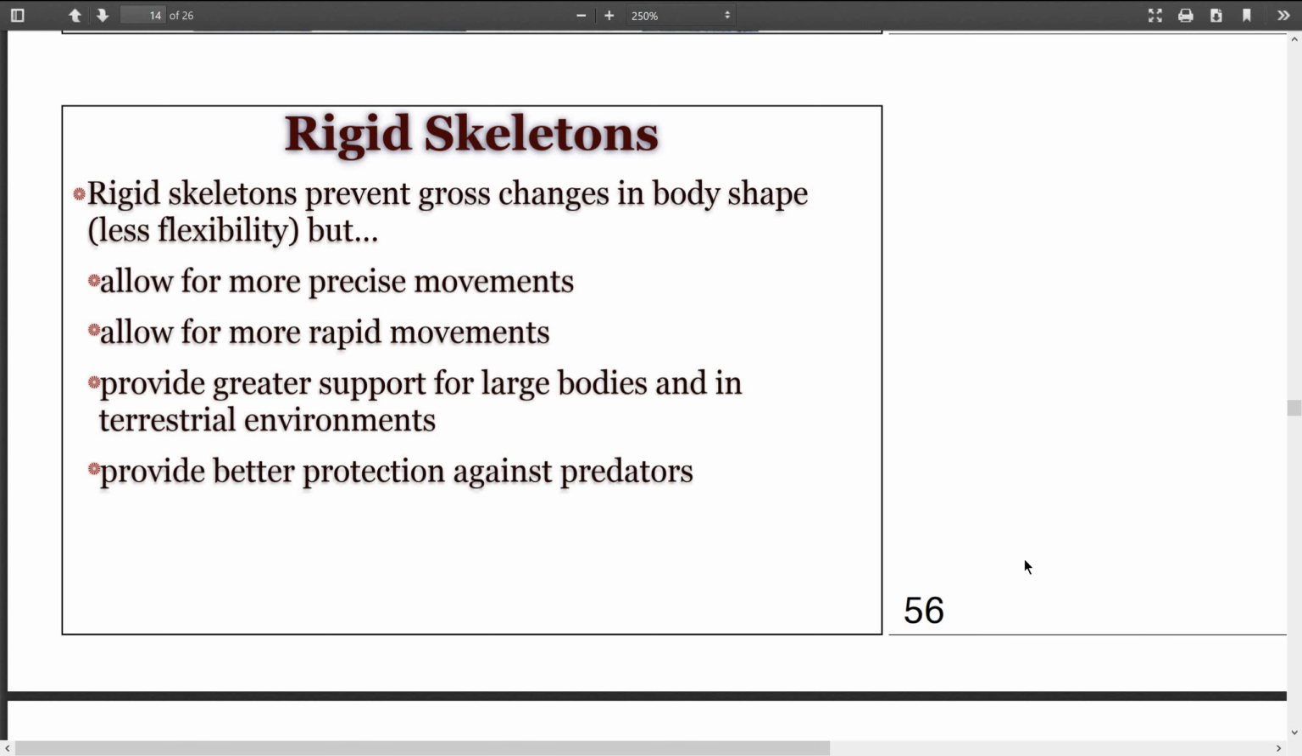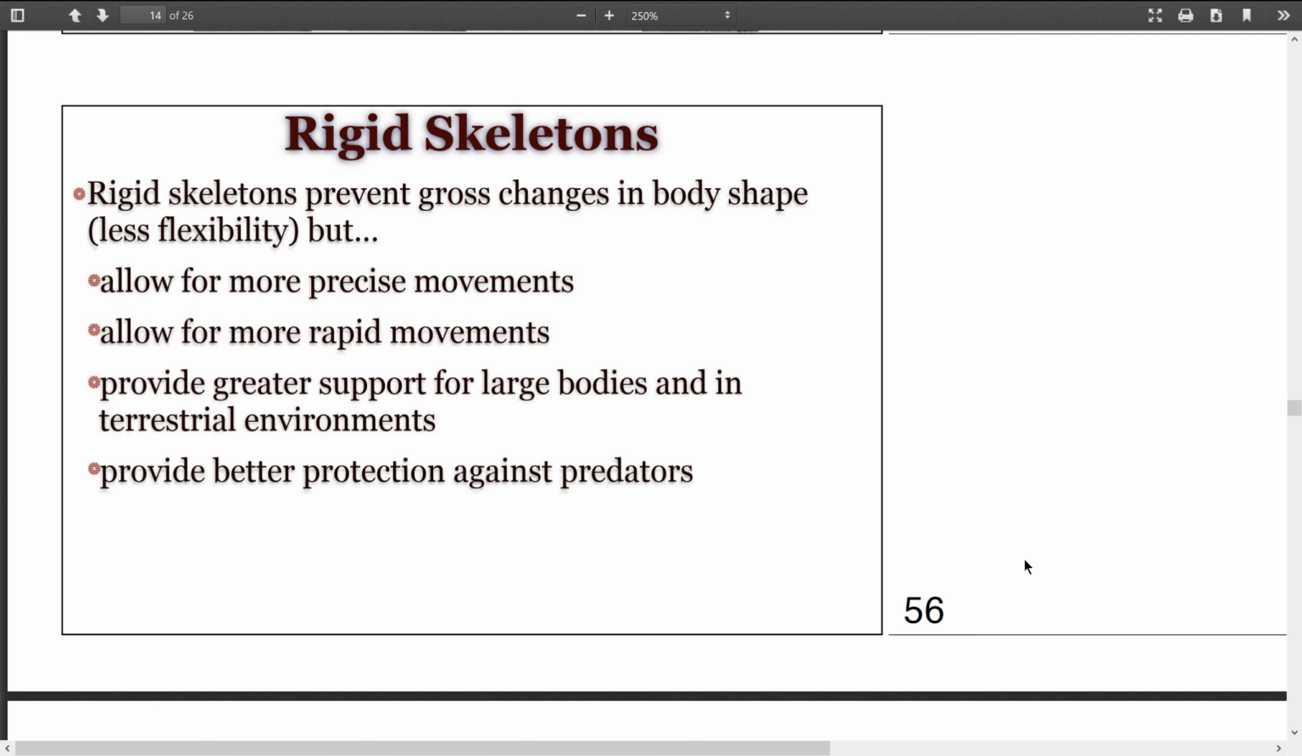In addition, there are other advantages beyond just acting for muscles to act on for a rigid skeleton as well. For larger organisms, they can provide physical support. They can hold you up. In terrestrial environments, that may be particularly important, to have a rigid skeleton that can hold you off the ground since you don't have the buoyancy of water.